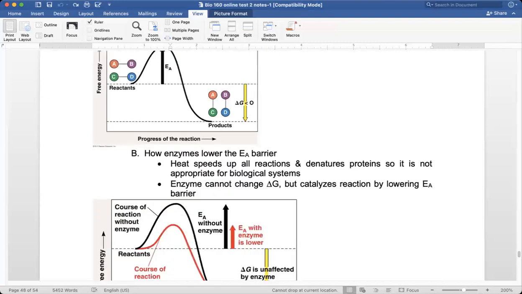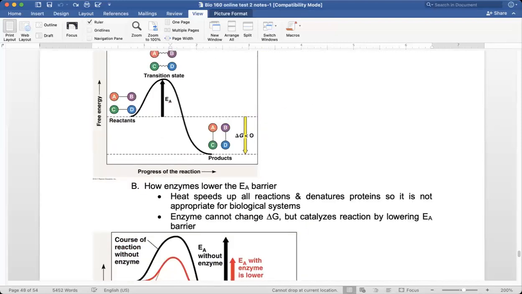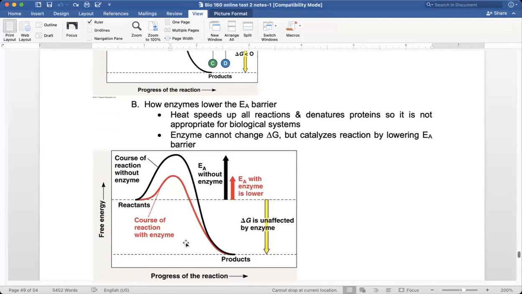So what an enzyme is going to do is it's going to lower that activation energy. So it's a smaller hump that it has to go over. However, the delta G is not affected. So the difference between the reactants and the products is still the same. It's just not as much of a hump to get over when you have enzymes involved.